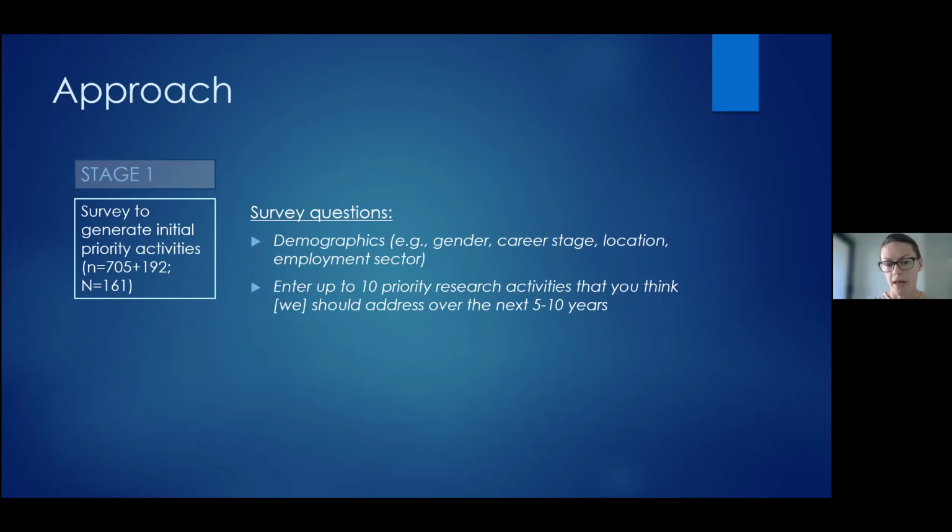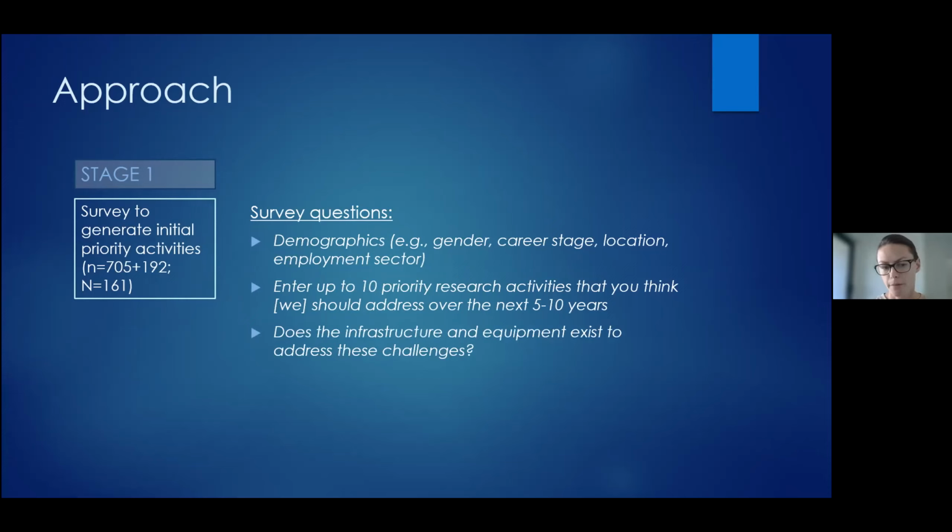We asked people to enter up to 10 priority research activities that they thought should be addressed over the next 5 to 10 years. And we gave people a bit of a boundary in the sense that they had to be project-scale things, things that can be addressed with a few people, so 3 to 5 people over a 3 to 5 year period. We're not talking about something that's going to take 100 people 10 years, or something that's going to take one person 1 month. So we're going for that middle ground, the kind of thing that you might fund through a research grant.